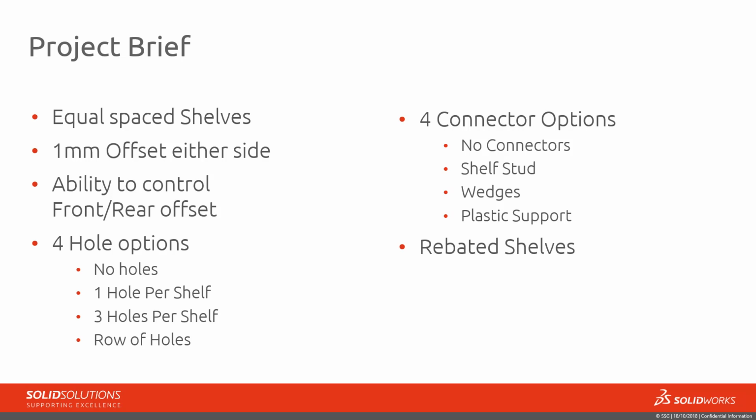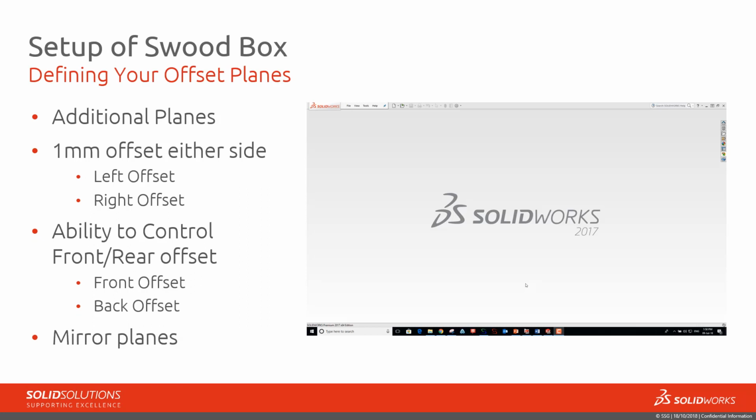So just looking at the variety in terms of providing a SWOOD box with different connector options as we look to specify the furniture come the end of the SWOOD box. So the 4 options we'll be looking at in this case are the 4 listed on the screen. So we'll have a look at no connectors as an option, shelf studs, wedges, and finally plastic supports. As a bit of an extra, we'll also have a look at how to define a shelf as a rebated option.